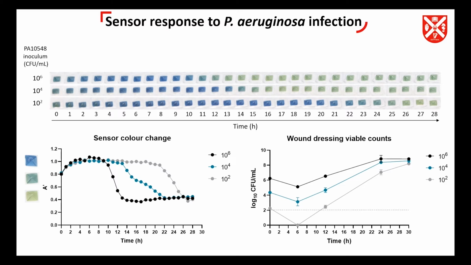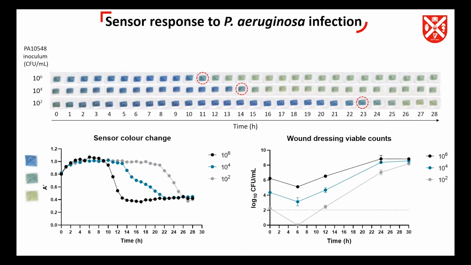So if we go back in and look at this in greater detail, the red circles here highlight the colour at which the sensor is starting to change. So it's kind of like a blue, green, teal colour. And we're interested in this because this is obviously the point that there's enough bacteria to start tripping the sensor. So for 10 to the 6, this is 11 hours, 10 to the 4, it's 14, and 10 to the 2, it's 23.